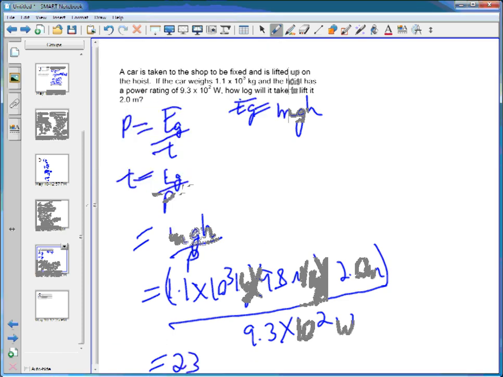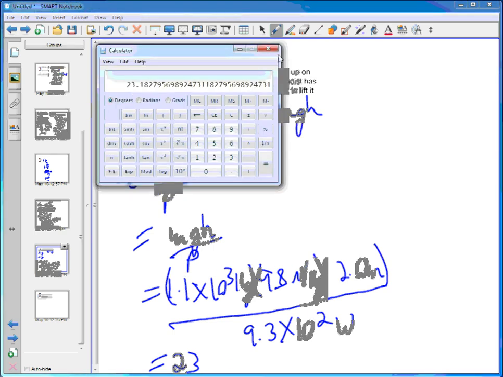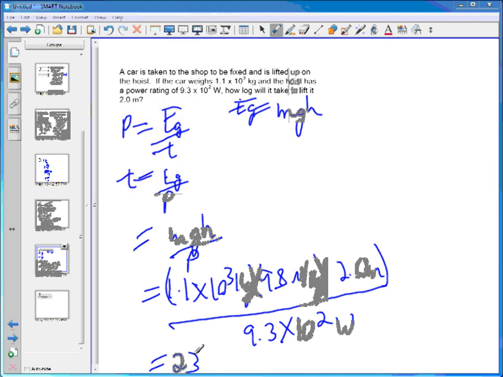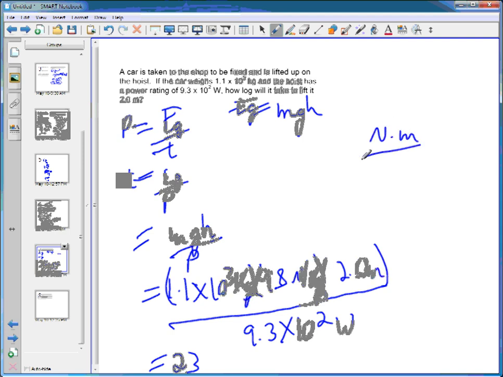Now, time should be measured in seconds, obviously. I guess first of all, let's look at two significant figures all the way through. So yes, it is 23 seconds. Now it should be seconds because we're measuring time, but let's double check our units to make sure. We've got kilograms times newtons per kilogram times meters. First of all, kilograms are going to cancel. And we're just left with newton meters per watt.